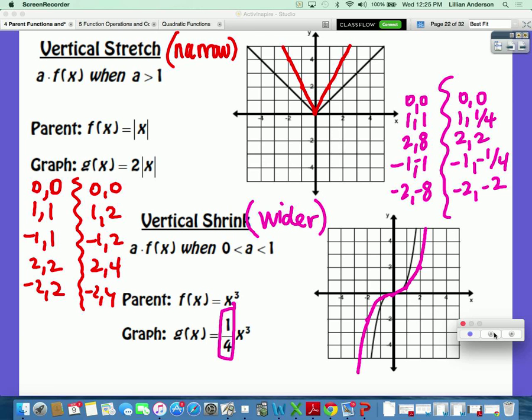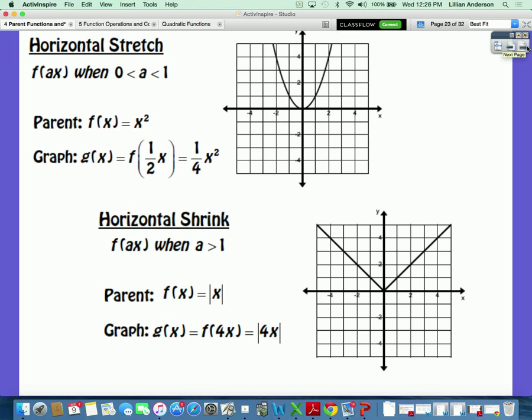The last two, horizontal shrink and horizontal stretch. Okay? A horizontal stretch, as you see what I was talking about, you know it's horizontal if the A is on the inside or the number's on the inside. You see the difference? And your stretching is when A is between 0 and 1. Here's how you'll be able to tell there. Here's another example. If A is greater than 1, that means it's going to shrink. And it shows you here what that would look like.